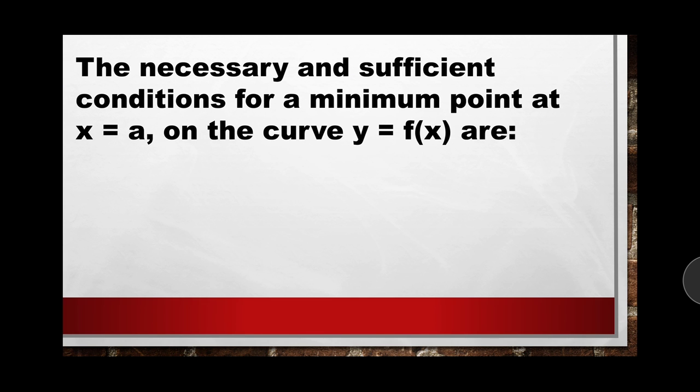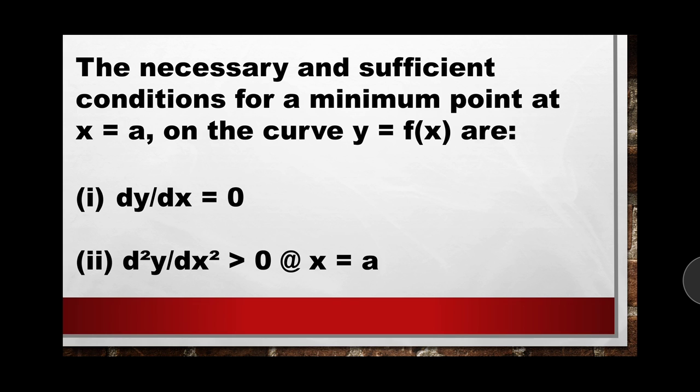Now the necessary and sufficient conditions for a minimum point at x equals a are, first, just like the previous one, dy/dx is equal to 0. You see the first condition in both cases is the same. Now in this case, d²y/dx² is greater than 0. That's for minimum. When it's greater than 0, then it becomes a minimum point condition. Good. Thank you for your attention.